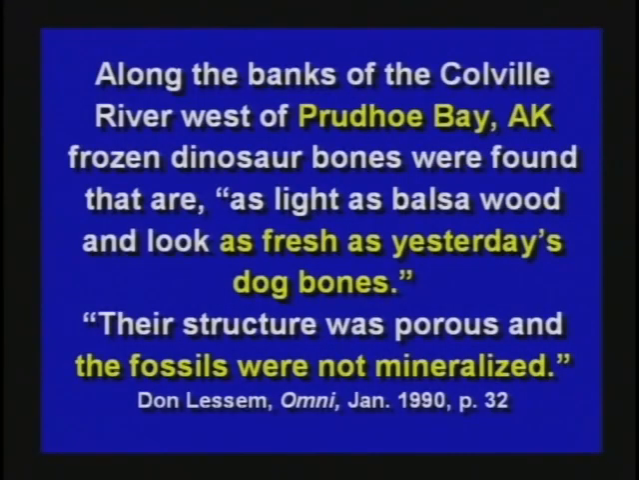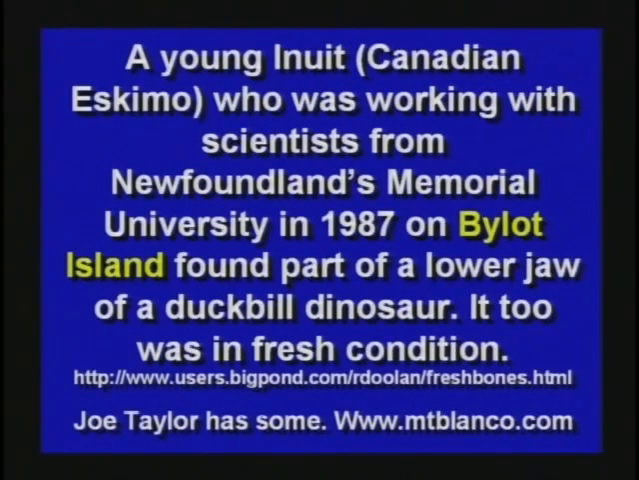In Prudhoe Bay, Alaska, which is way on the north slope near Barrow, they found frozen dinosaur bones. They're as light as balsa wood and look as fresh as yesterday's dog bones. The structure was porous and the fossils were not mineralized, not fossilized. An Eskimo in 1987 on Bylot Island up in northern Canada found part of a lower jaw of a duck-billed dinosaur. It was in fresh condition.